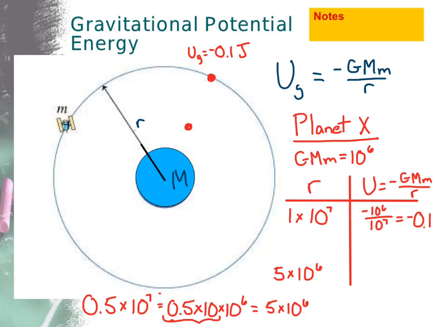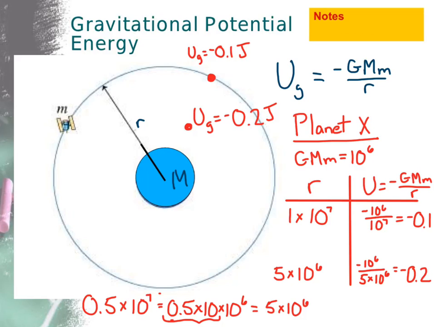So I hope you're convinced that by using this for r, I am actually half the distance that I was originally. Alright, so I plugged that into my potential energy formula here, and it turns out when I do that, I end up with negative 0.2 joules.